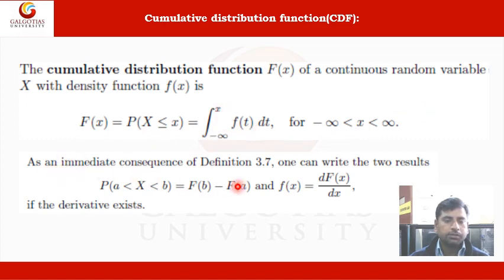As an immediate consequence of the definition, one can write two results. The probability when x takes a value from a to b, that means x is greater than a and less than b, will be F of b minus F of a, that means we subtract the value of the CDF at a from the value of the CDF at b. We can also find the probability density function PDF by differentiating the CDF if the derivative exists.